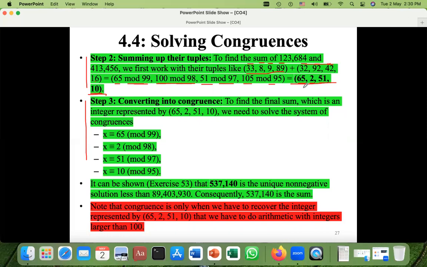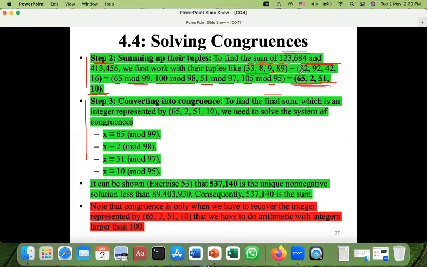And what is the final step? Now, because you want the result for the addition of these two numbers, you have converted them into tuples, you want to add them. This is the result for the tuples, but this is not giving you an idea what is the result for addition of these two numbers. How you can get it? Convert it into the form of congruence to get the final sum.